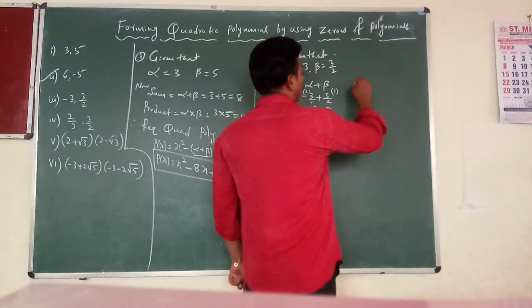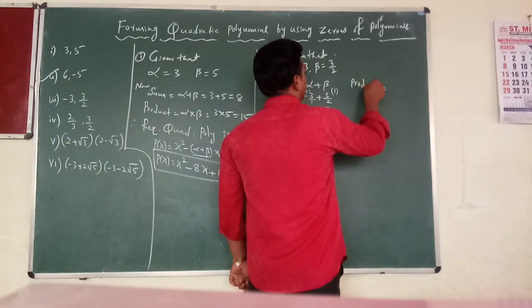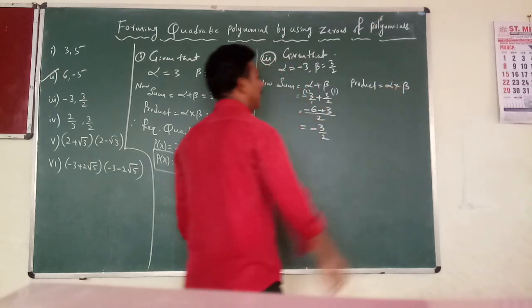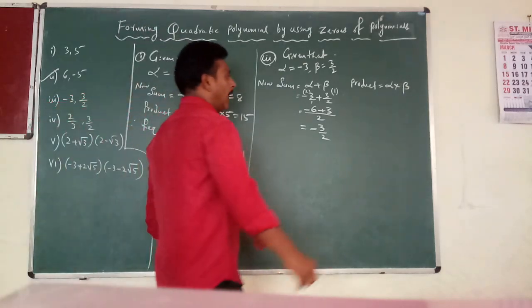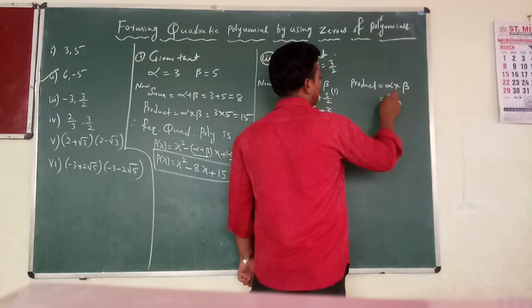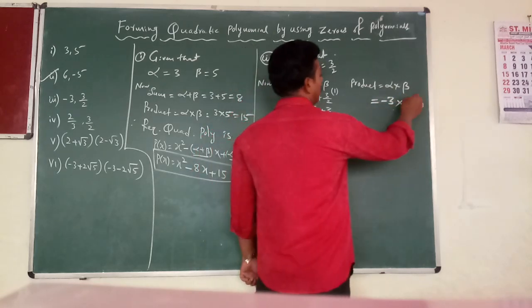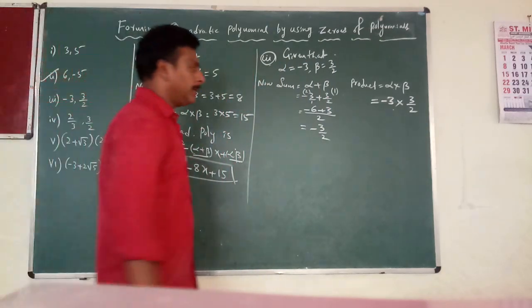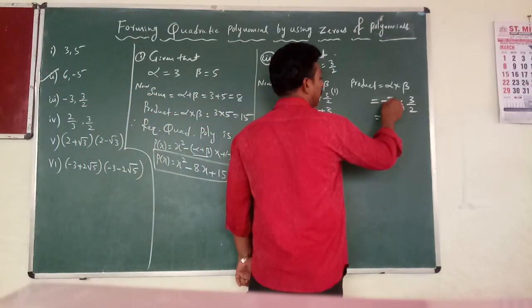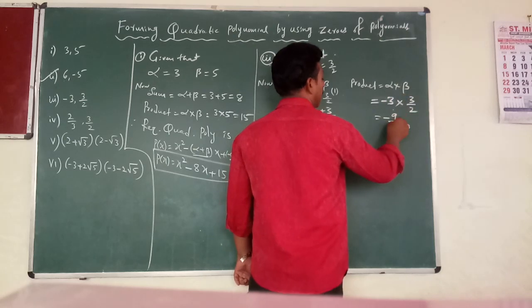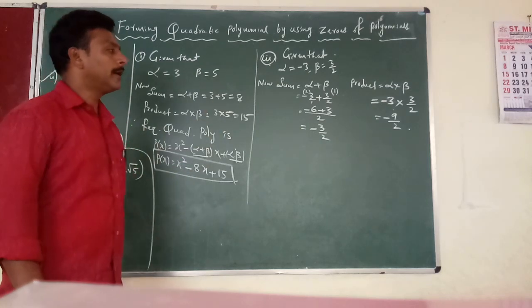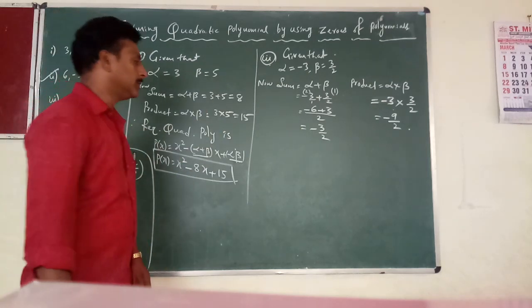After that we can go to product. How to find out the product? Only given things you have to multiply. Alpha into beta. What is alpha? Alpha is -3 and beta is +3/2. We can multiply numerator with the numerator. So -3 threes are 9 divided by 2. So sum is -3/2 and product is -9/2.